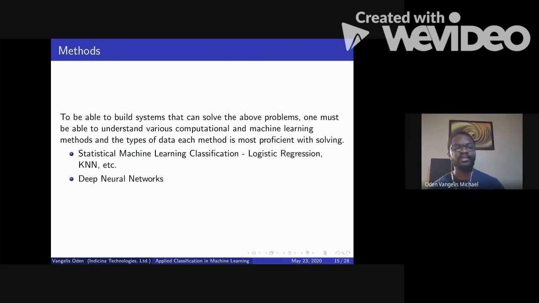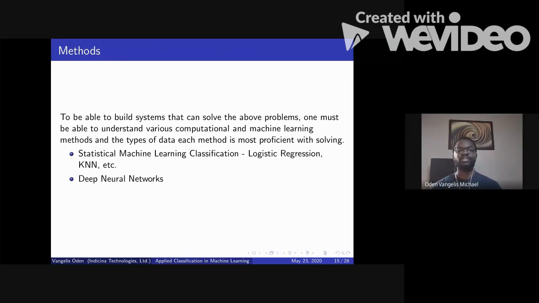So we have the methods. To be able to build systems that can solve the above problems that we have just stated, one must be able to understand various computational and machine learning methods and the types of data each method is most proficient with solving. So we have two basic methods, and I'm talking now just for classification. We have more methods when it comes to a lot more problems out there.